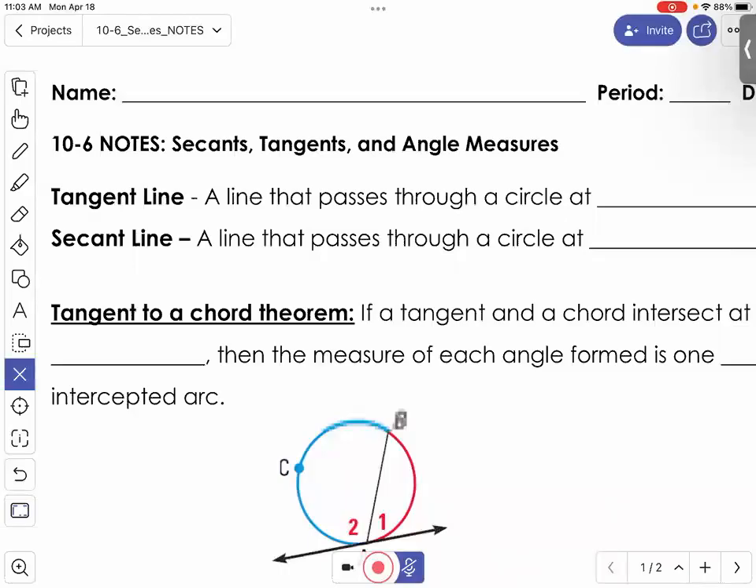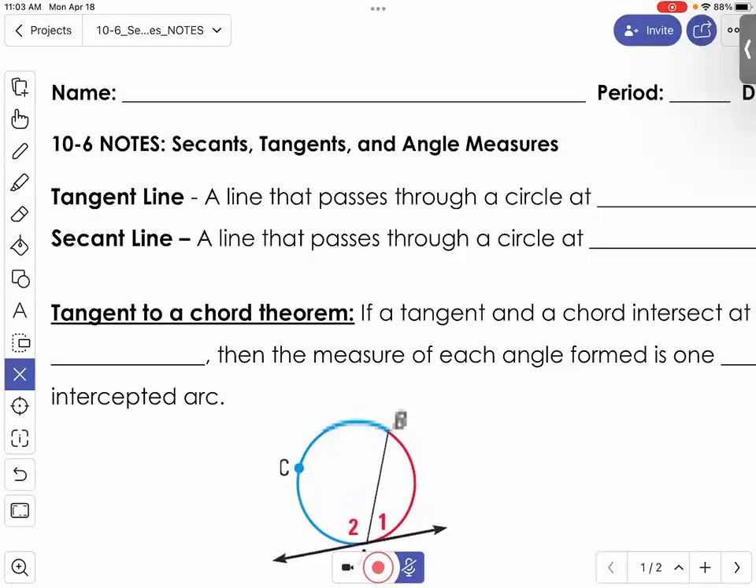All right, hello everyone. We're looking at our next topic in our part about circles. We've already looked at two types of angles in circles, the central angle and the inscribed angle. We're going to be adding to that today to see what kind of angles we get when we bring in special types of lines to our circles.